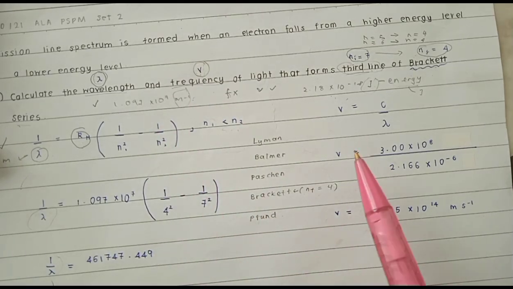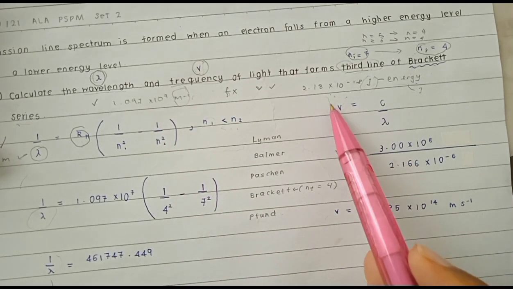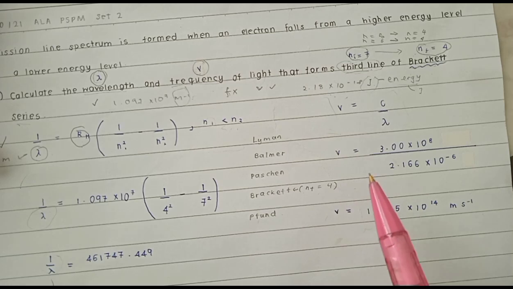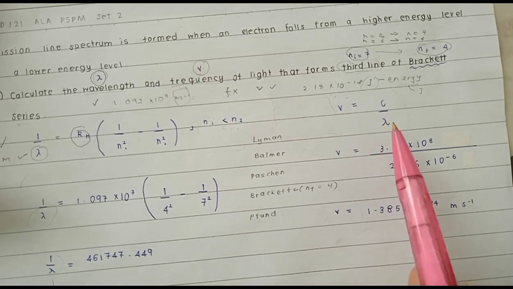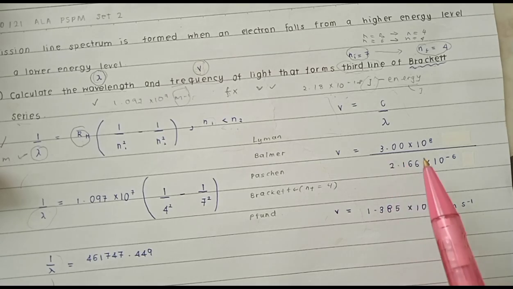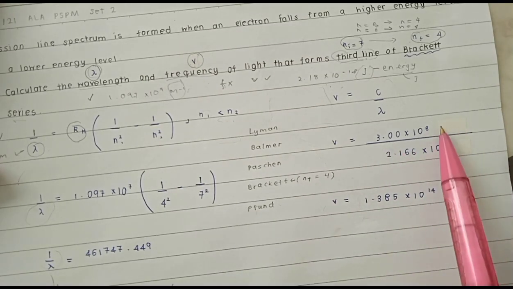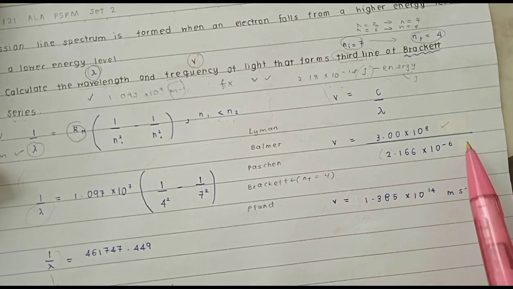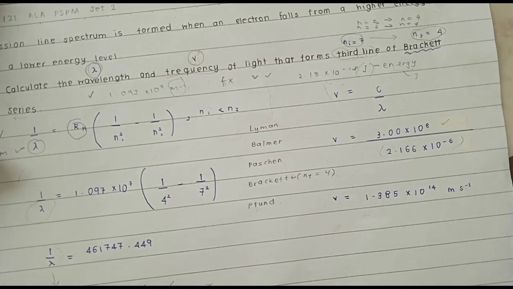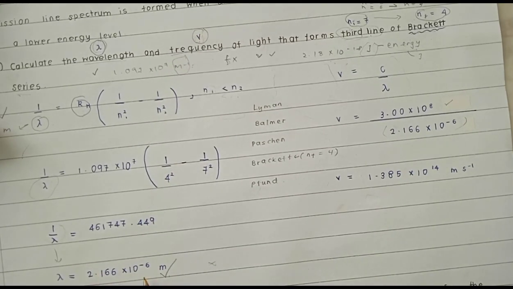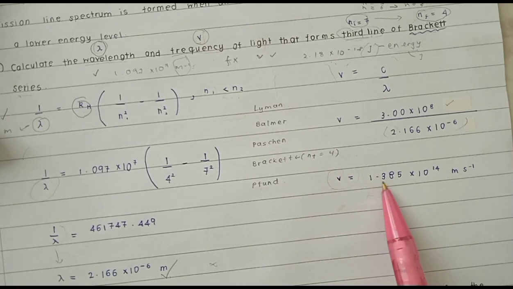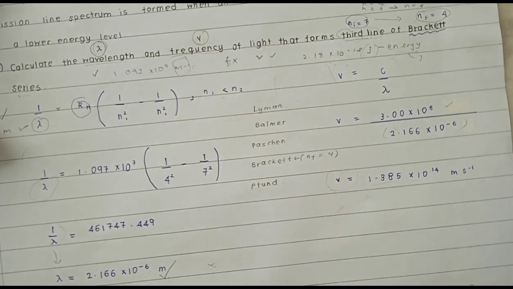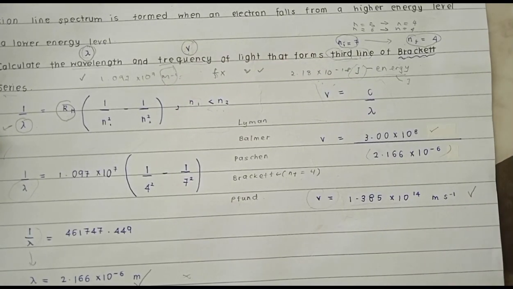To calculate the frequency, we have this formula: nu equals c over lambda. c is a constant, which is the speed of light. We can substitute it here, and the lambda we already found here. Then we will get the frequency value, which is this. And here you will get another mark.